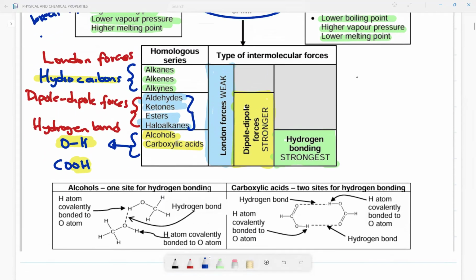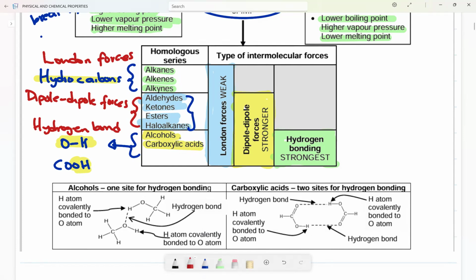I'll repeat for the last time, then we move on. Hydrocarbons, alkane, alkene, alkyne all have what? London forces. Then hydrogen bonds, we find them in alcohol as well as carboxylic acid. Then aldehyde, ketone, as well as haloalkanes and esters have what? Dipole.